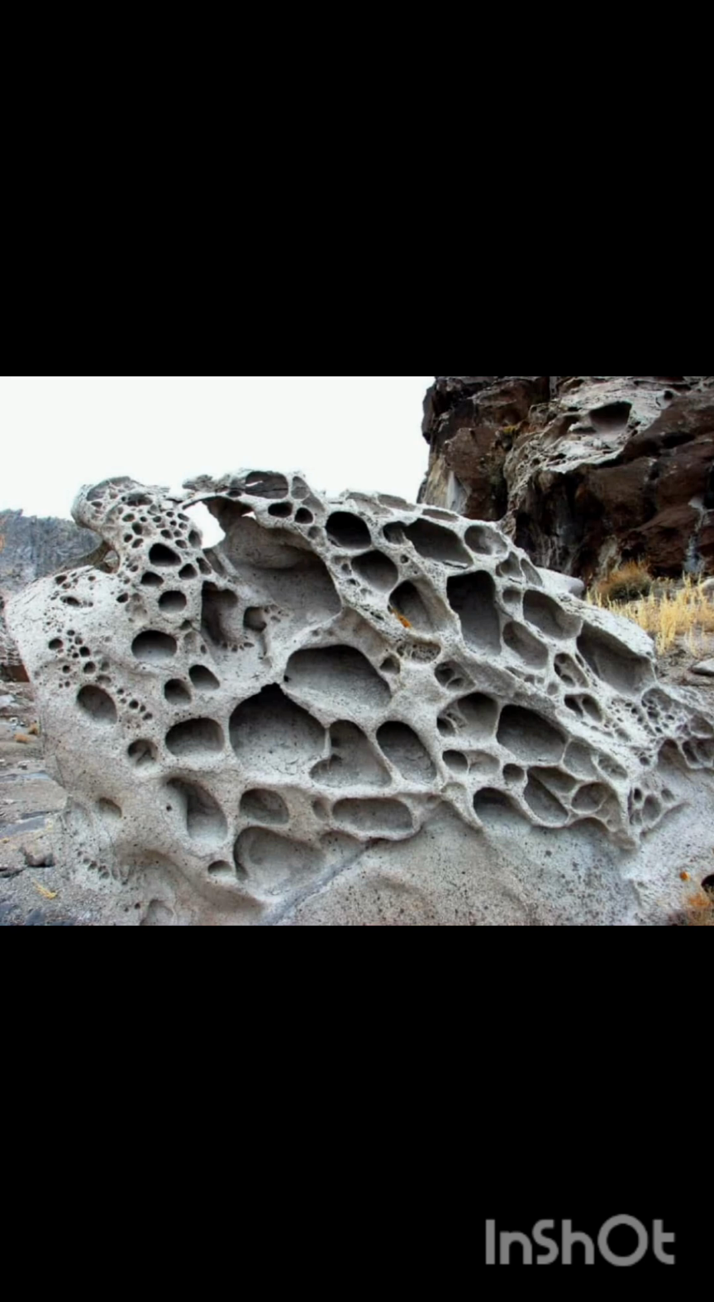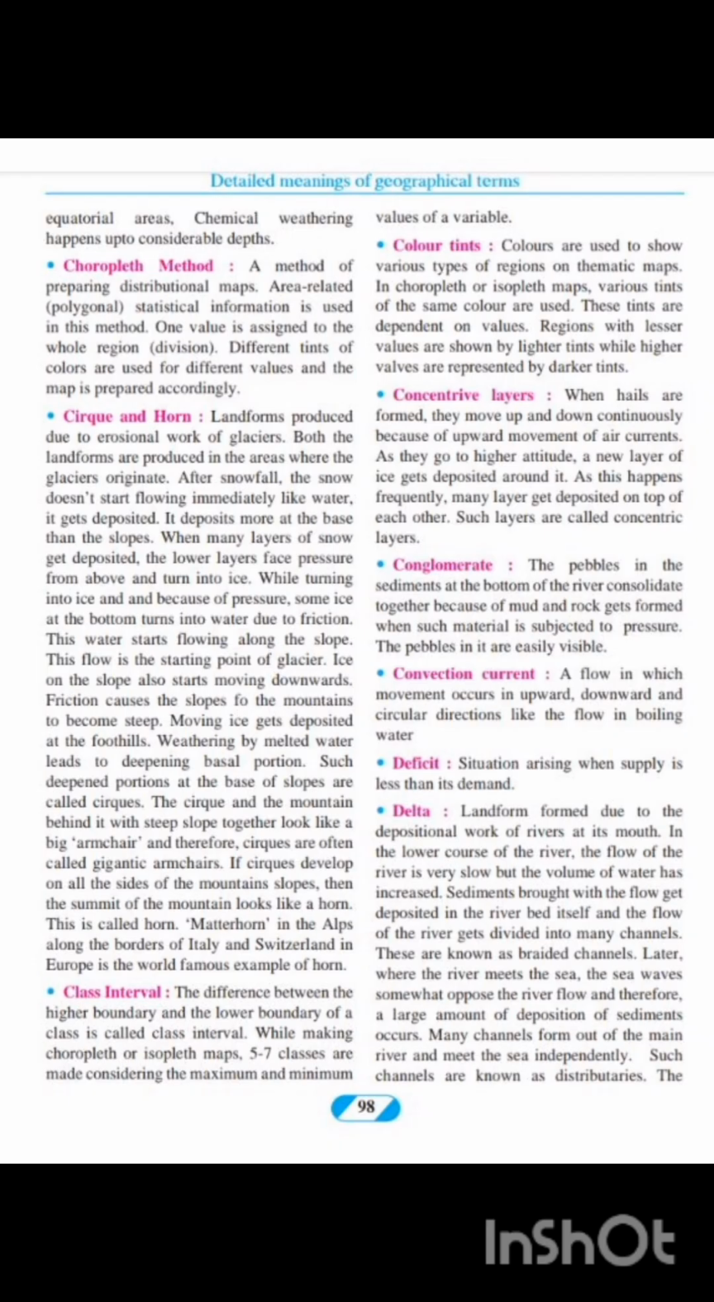Cirque and horn: landforms produced due to the erosional work of a glacier. Both landforms are produced in the areas where glaciers originate. After snowfall, the snow does not start flowing immediately like water, it gets deposited. It deposits more at the base than on the slope. When many layers of snow get deposited, the lower layers face pressure from above and turn into ice, and because of the pressure, some ice at the bottom turns into water due to friction.